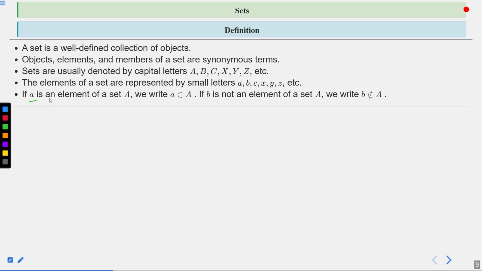If a is an element of set A, we write a belongs to A. So this is your belongs to symbol. If b is not an element of A, then we write b does not belong to A. So this is the symbol for does not belong to. Clear?